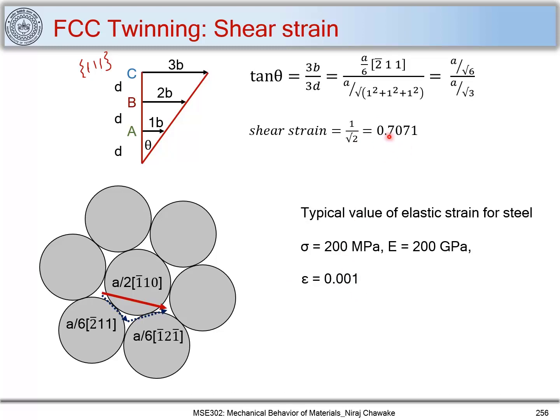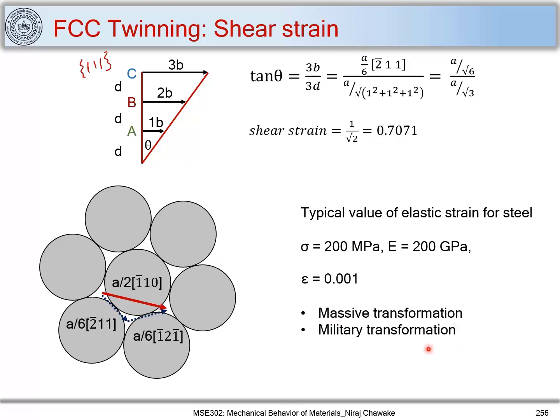And this strain, if you compare it with this strain, is much smaller. You can see the magnitude of the strain which is accommodated by a material during twinning is massive. And that is why sometimes twinning is called a massive transformation or a military transformation.